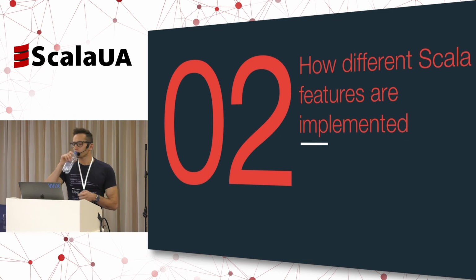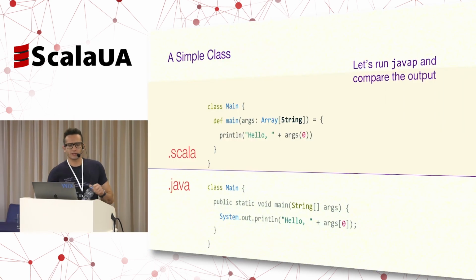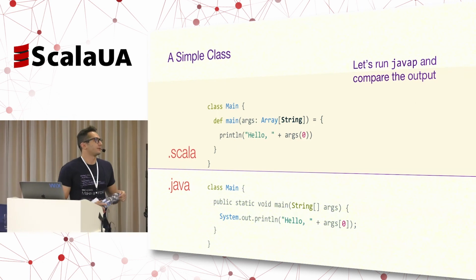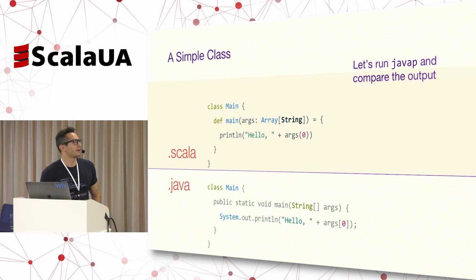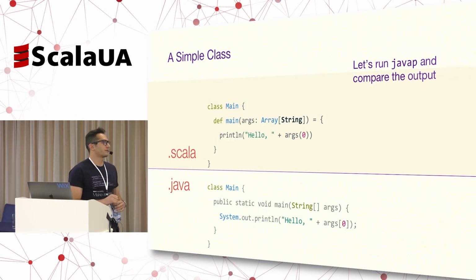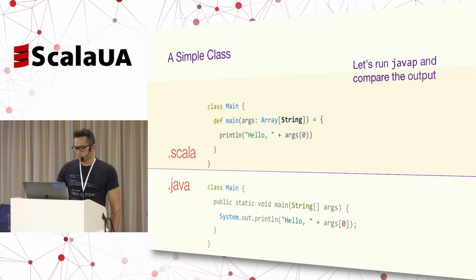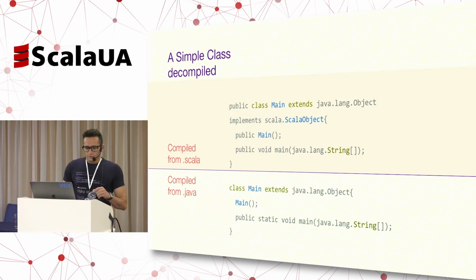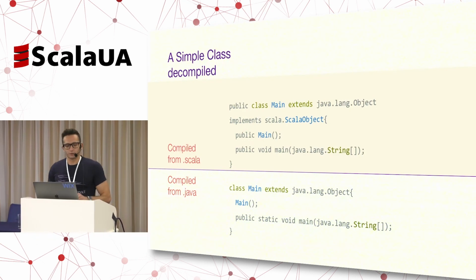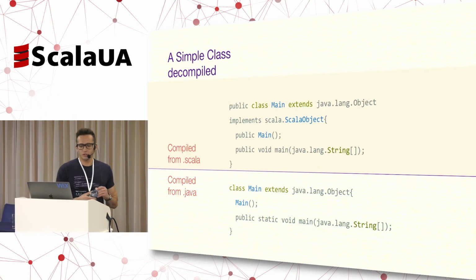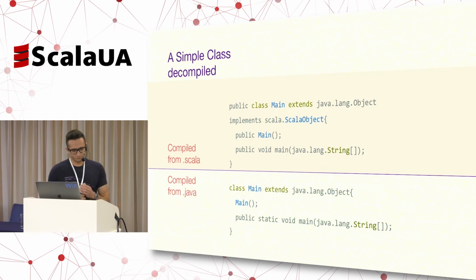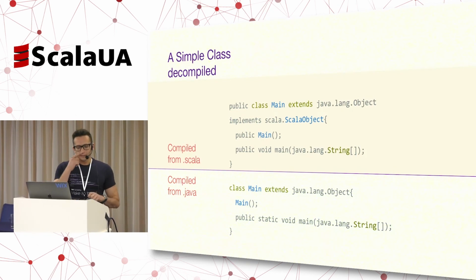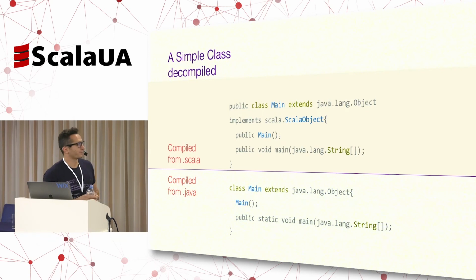So we're going to start with a simple class. We have the same class implemented both in Java and in Scala. If we compile this source code into class files and run javap on it to see the output, we will discover several differences. The first one is that the Scala class is public by default. It implements ScalaObject in addition to extending java.lang.Object. The Scala constructor is created and is public by default. The Java class main method must be declared static.